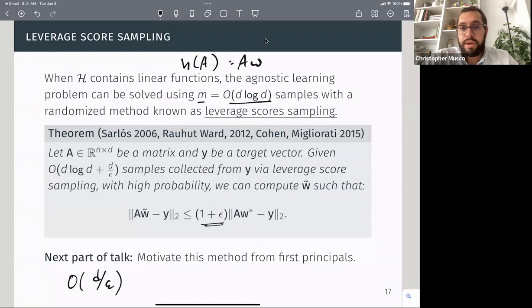The next part of the talk is we're going to try to motivate this leverage score sampling method from first principles, so I can get you all on the same page and you understand how these sorts of methods work. Okay, does the theorem make sense? I'll keep checking in, but if it's all fine, you can just be quiet.